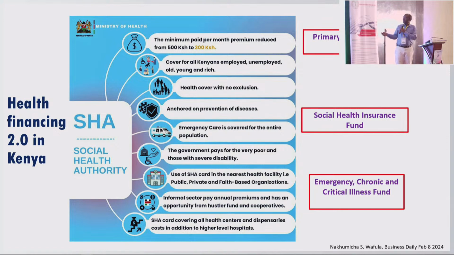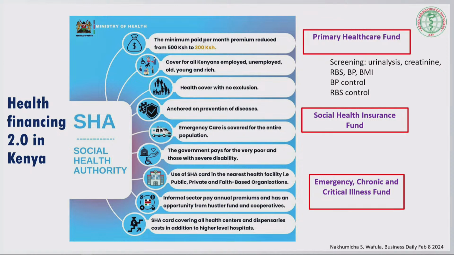And we have already been told by Dr. Turanira the day before yesterday about these issues. Therefore, for the primary healthcare fund, we are seeing the role will be mainly in screening: urinalysis, creatinine, and this can even be done by a community health promoter, those who are coming to the households. Blood pressure measurement, blood sugar measurement. If they can have a weighing scale and a height stadiometer, it would also be nice.